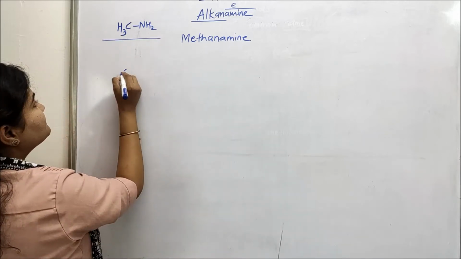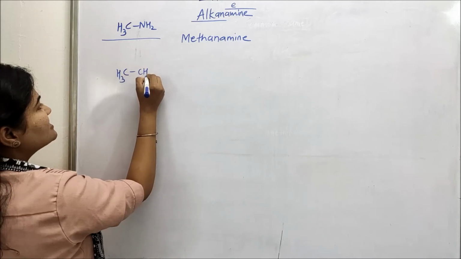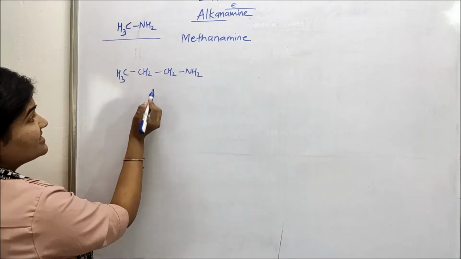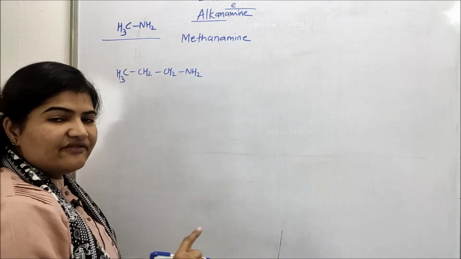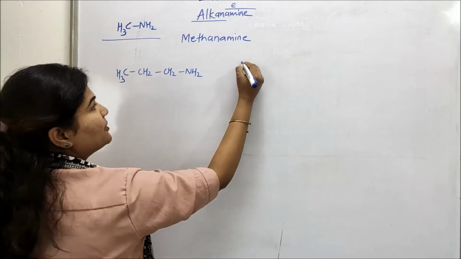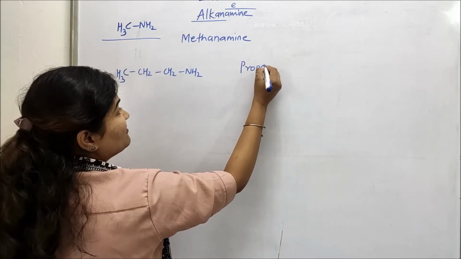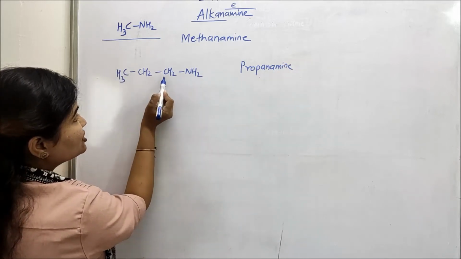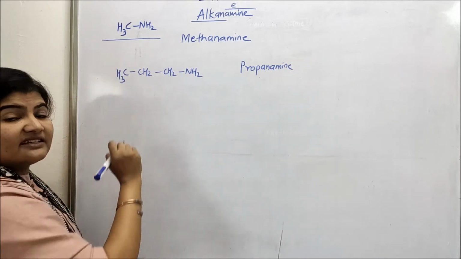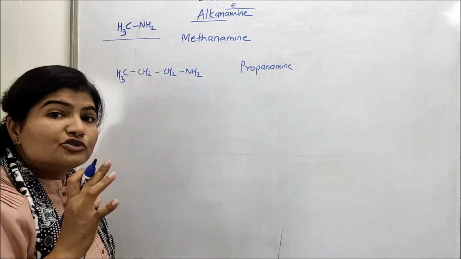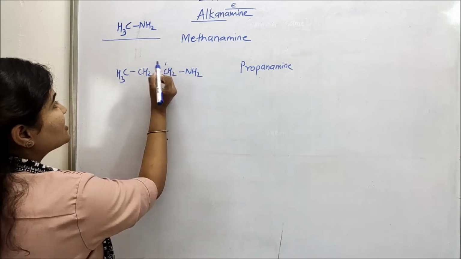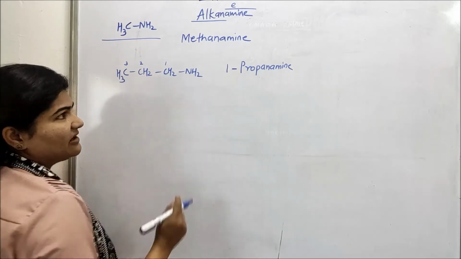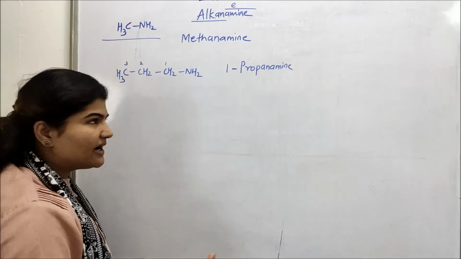Okay, similarly I will take this CH3CH2CH2NH2. Now in this case there are three carbons, so it is a derivative of propane, so the name will be propanamine. But we have to consider that the NH2 group can be attached to this one as well as this one. In that case, we have to specify the position of the functional group. In this case, the functional group is located at the first carbon. So I will write 1-propanamine or propane-1-amine.